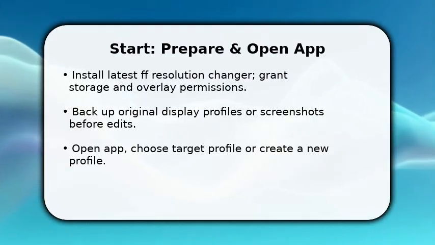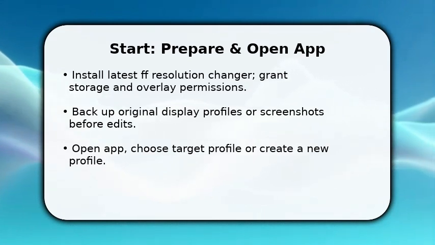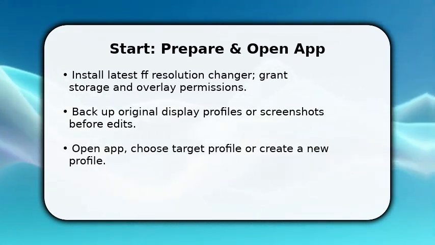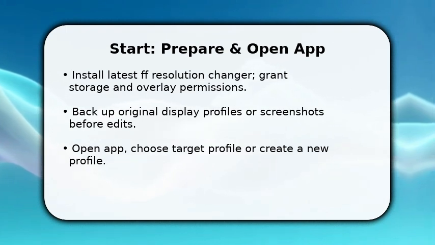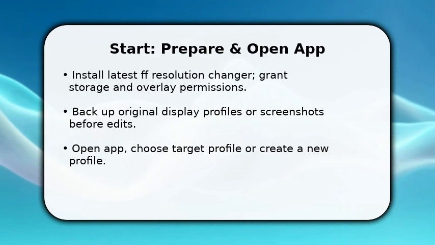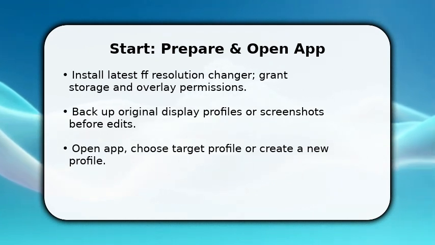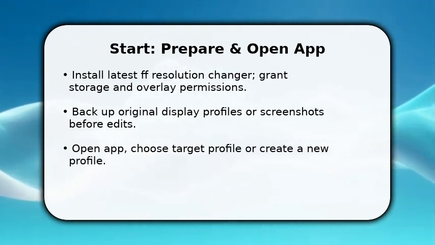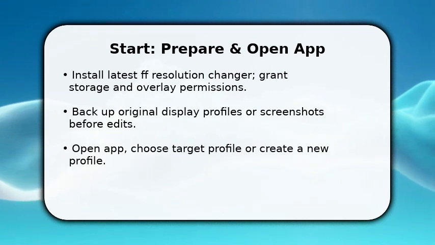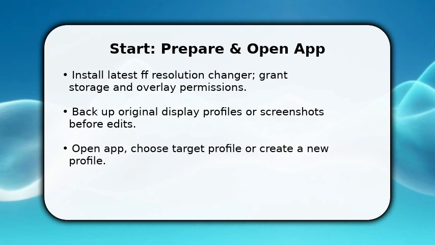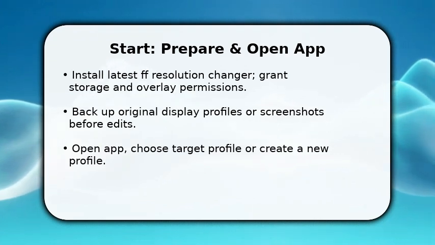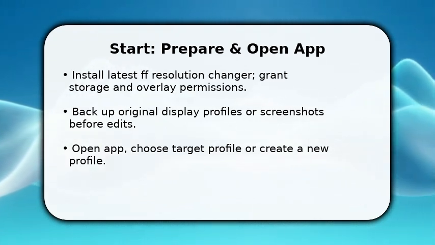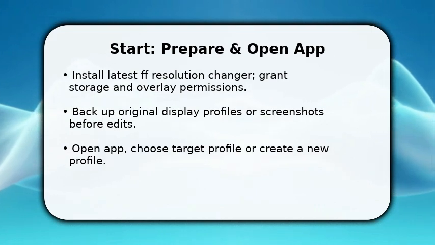You start by preparing. Install the FF resolution changer and grant storage and overlay permissions so the app can read and apply display settings. Once done, back up the original display profile or take a screenshot to restore later if needed. Then open the app and immediately choose an existing profile or create a new profile named for your device or app. This lets you test safely. Make sure to select the correct output mode so you don't apply wrong values accidentally.